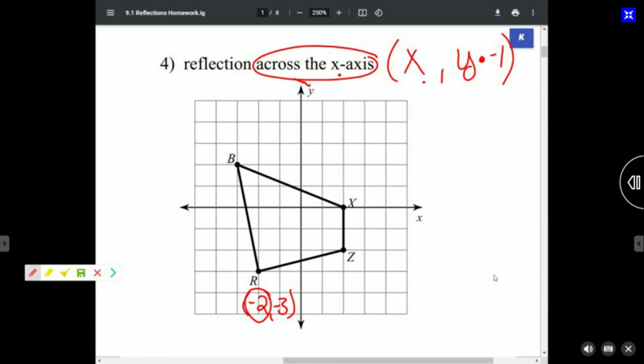So my r prime is going to have to be -2, 3. This goes left 2 and down 3. To get r prime, you're going to have to do the same left 2 on x, because x stays the same, but opposite on y. So this was going down, you're going to have to go up. R prime. All right, what about B?